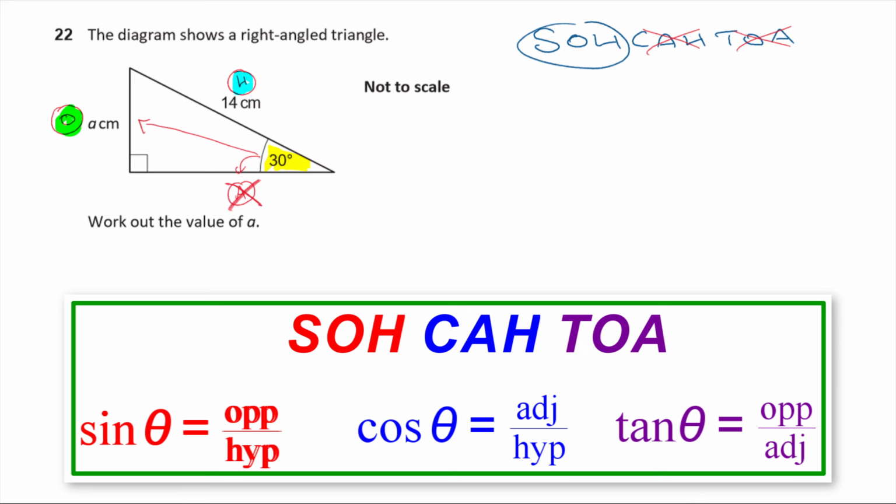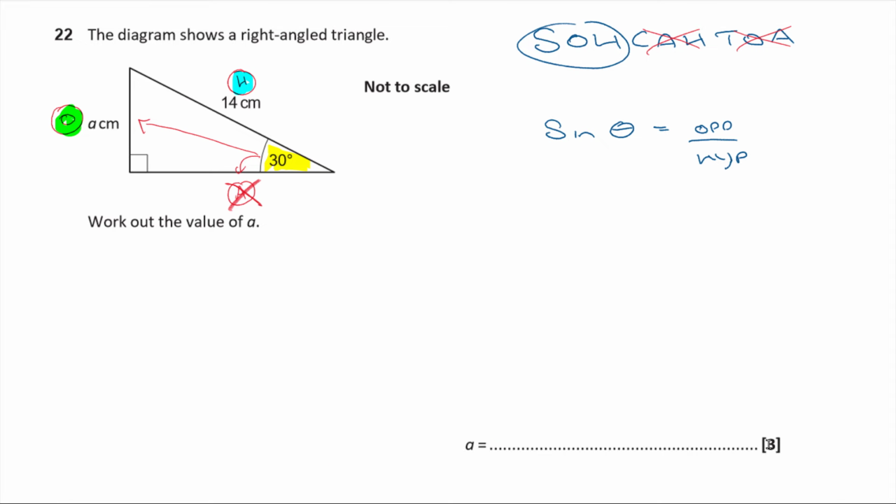Let's write out the full formula for sine. Sine theta is equal to the opposite over the hypotenuse. Okay, and then subbing in what we know. So we know that sine of the angle 30 is equal to the opposite, which is A, divided by the hypotenuse, which is 14. Okay. Just rearranging, multiplying both sides by 14, I'm going to get A is equal to 14 sine 30. And then we just need to reach for the calculator and type it in. Oh, no, we can't, because it's the non-calculator paper.